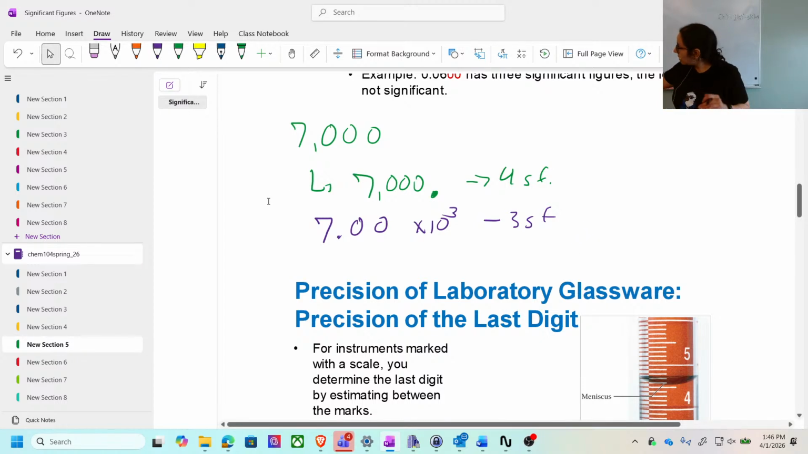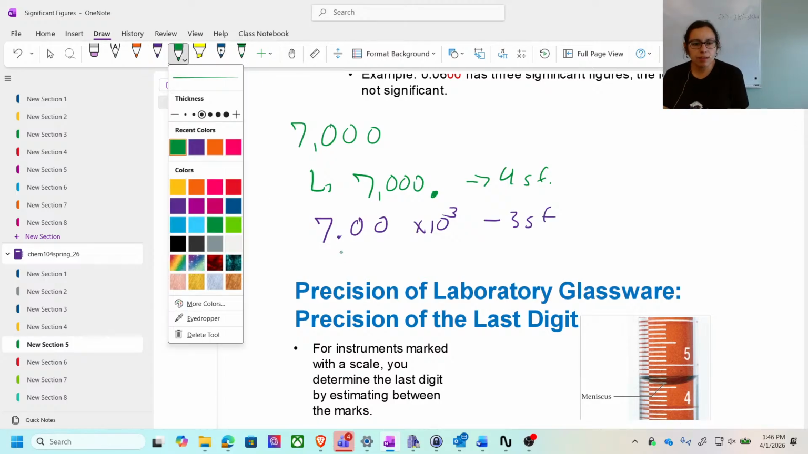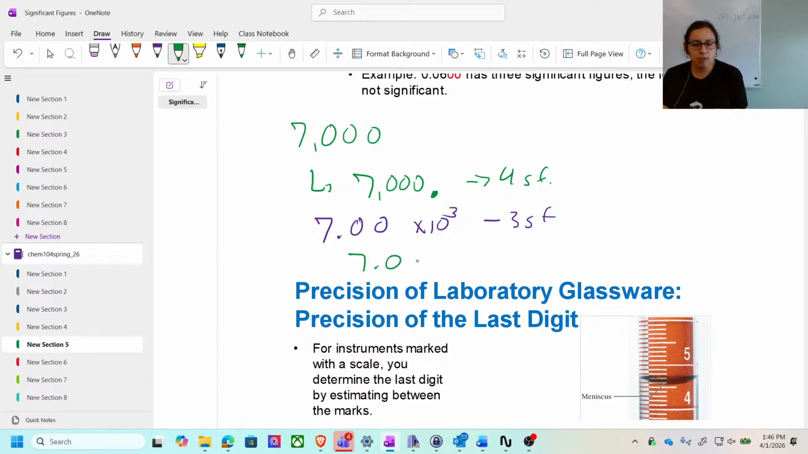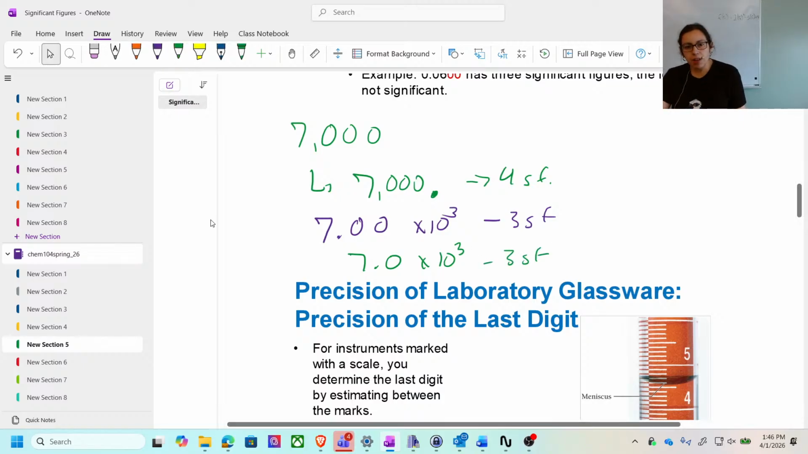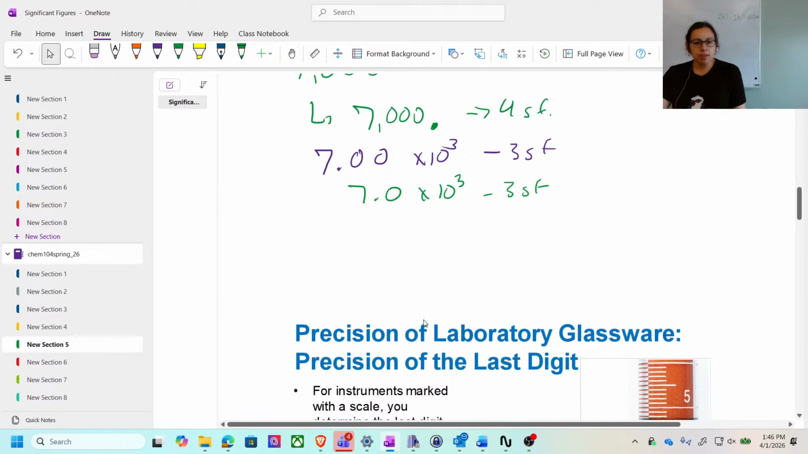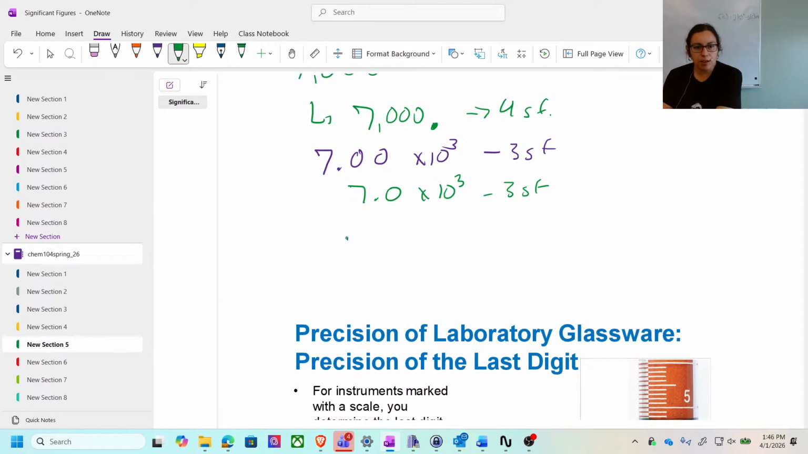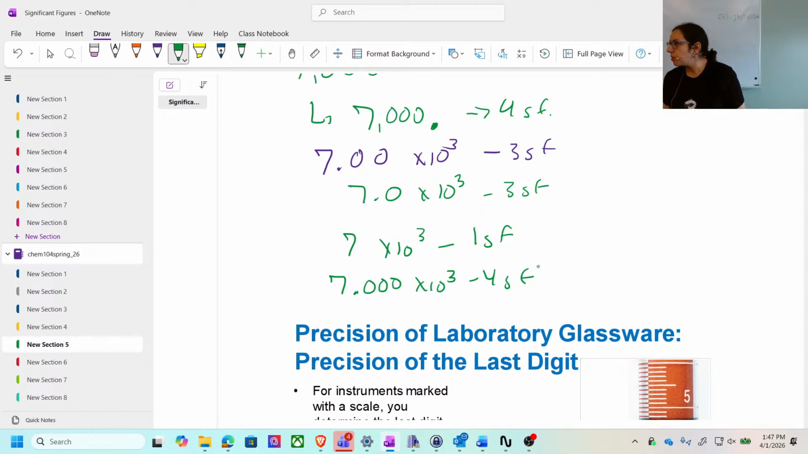And again, you could rewrite it. Let's say you only wanted to give it 2 sig figs: 7.0 times 10 to the third. However many decimals you put in the scientific notation shows you the sig figs as well. Just to be clear, if we write 7 times 10 to the third, that's still just 1 sig fig. But then we could go 7.000 times 10 to the third, and now we're back at 4 sig figs again. Does that make sense?